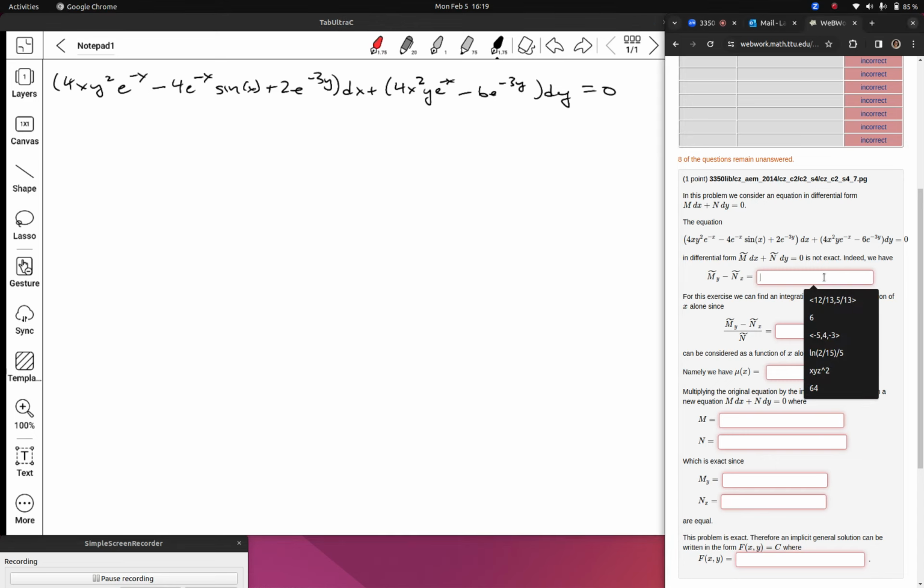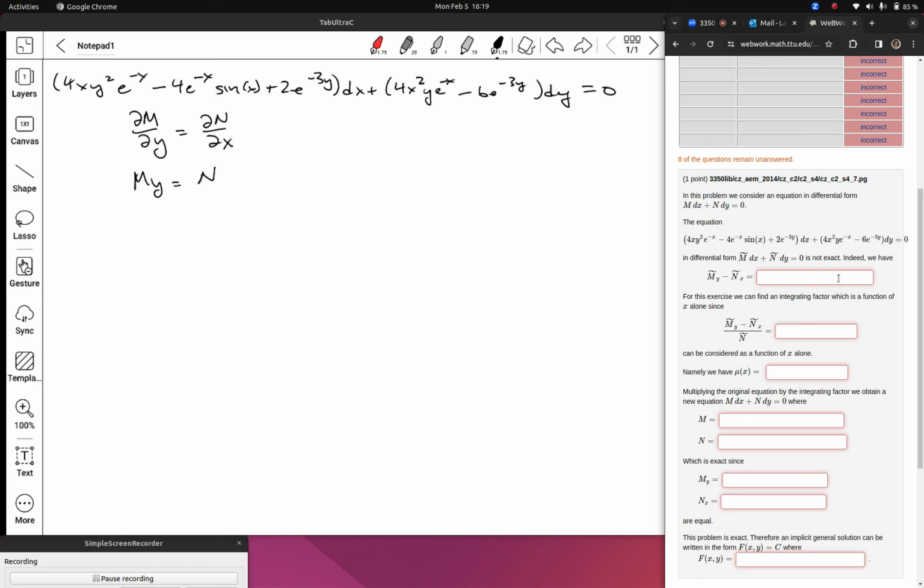So the first thing the WebWork is asking for is this M sub y minus N sub x. Remember that when we have an equation in differential form, we want to check whether dM/dy is equal to dN/dx. That's going to be the same as M sub y equal N sub x using the notation they have here, or you just subtract the N sub x from both sides, that M sub y minus N sub x is equal to 0. So that's that same condition that I told you all to start these problems with, just represented a different way for the WebWork solution.